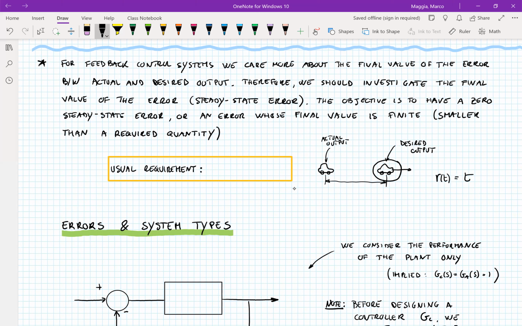In other words, we want the final value of the error between the actual and the desired output to go to 0. Sometimes we might not have such a strict requirement. So instead of having the steady state error be 0, we might let it be less than a certain amount. So we can say that the requirement is that the steady state error is less than or equal to a certain requirement.